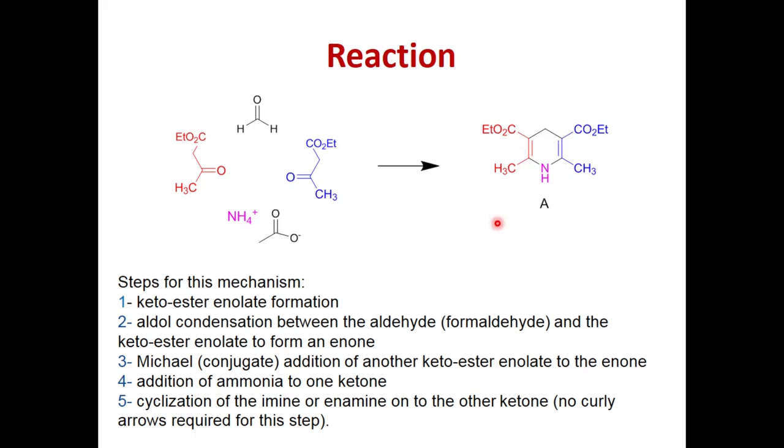Okay. So there's 5 key steps for this mechanism. The first is a keto-ester enolate formation. Then we have step 2, an aldol condensation between the aldehyde, in this case formaldehyde here at the top, and the keto-ester enolate to form an enone. We then get step 3, which is Michael conjugate addition of another keto-ester enolate to the enone. Then step 4, addition of ammonia to one ketone, and cyclization of the imine or enamine to the other ketone.